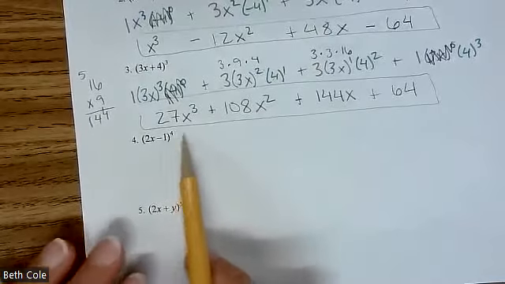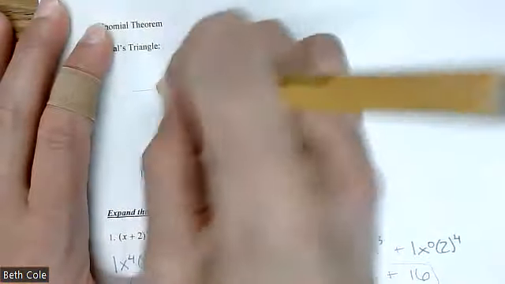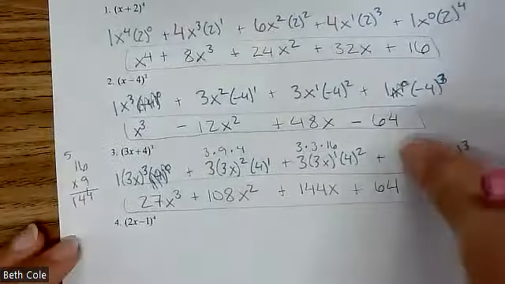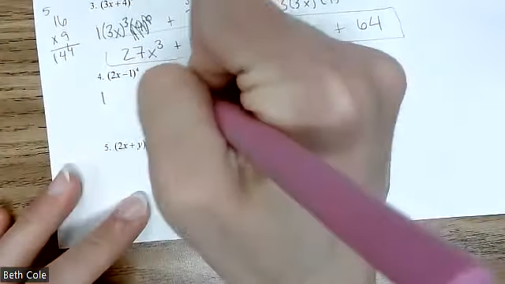All right, hey guys, this one's to the 4th. So what are our coefficients going to be if it's to the 4th? Good, 1, 4, 6, 4, 1. Just go ahead and write it. You're going to be okay.